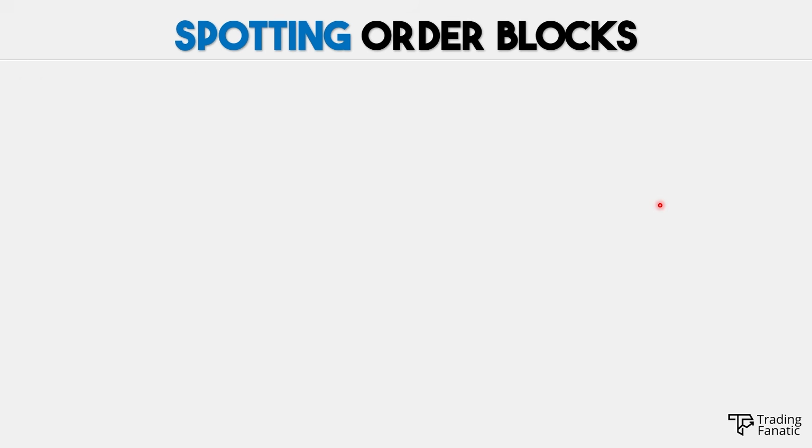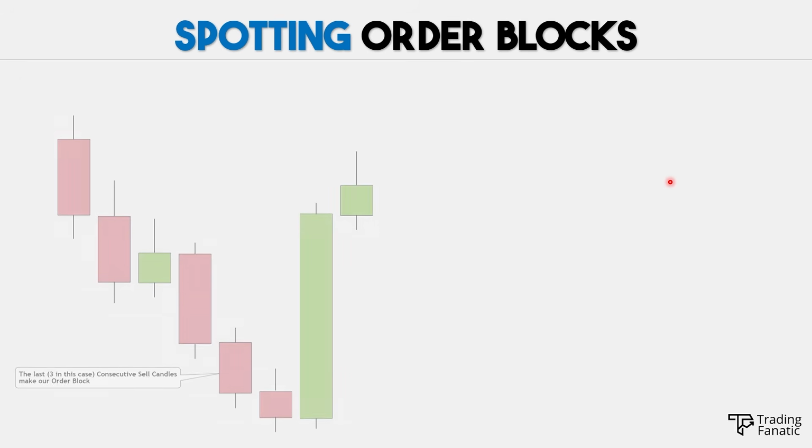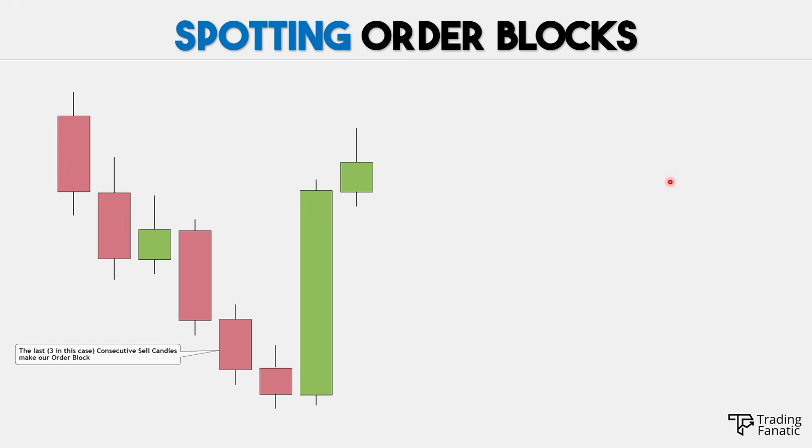Now, I also told you that it could be consecutive candles. Well, here it is. In that case, we have a very similar example. You see 2 sell candles. We're having a little bit of an interruption here of those sell candles. We're having a pullback, and then we have 1, 2, 3 sell candles in a row. And then we're having a very big push up. Okay, so in this case, the order block is not this last candle. It is the last 3 consecutive sell candles.